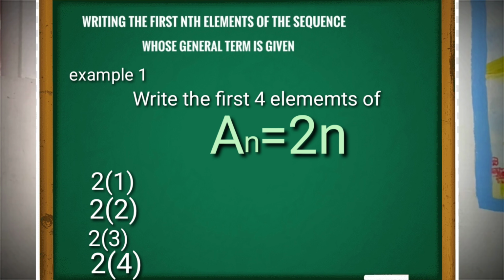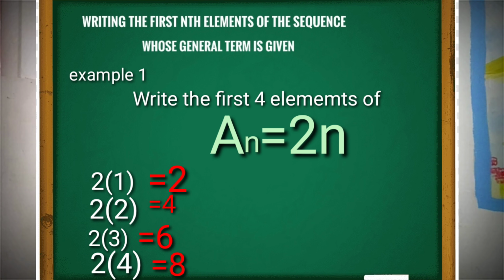A sub n equals 2n. So let's have the first term. A sub 1 equals 2n. So ang isa-substitute muna natin ay 1. So 2 times 1 equals 2. Then, n equals 2 naman. A sub 2 equals 2 times 2, which is equal to 4. Then, a sub 3 equals 2 times 3 equals 6. Then, a sub 4 equals 2 times 4 equals 8.